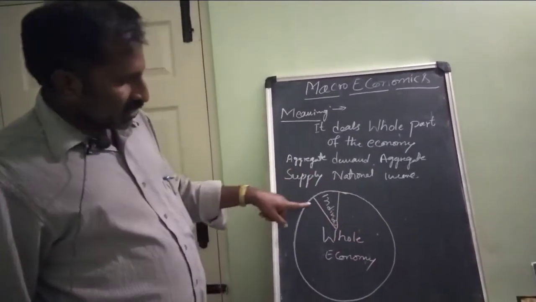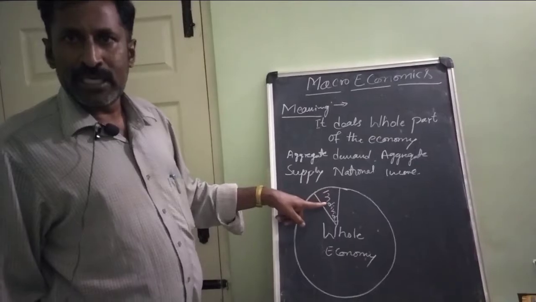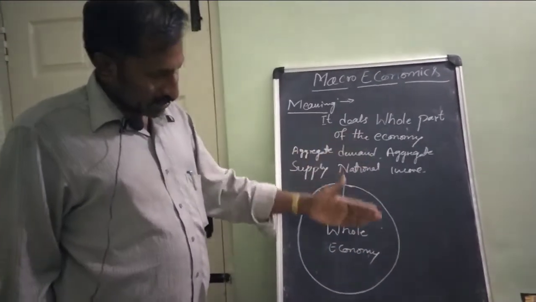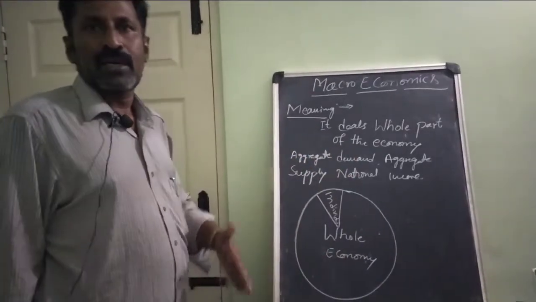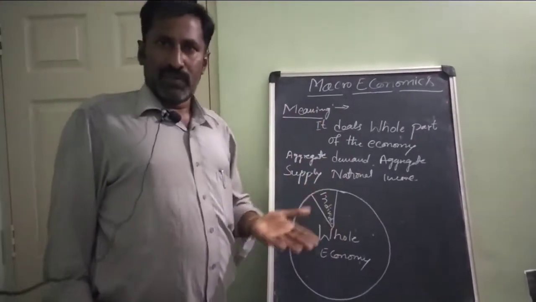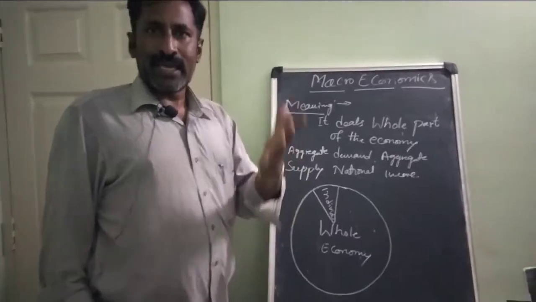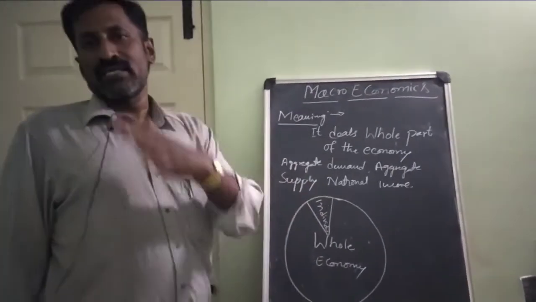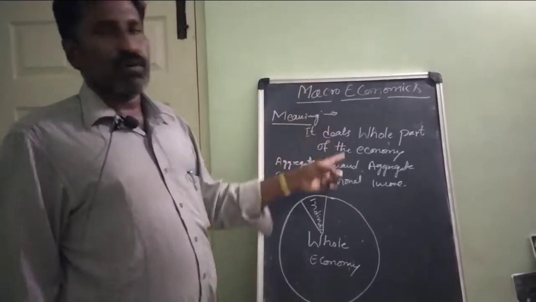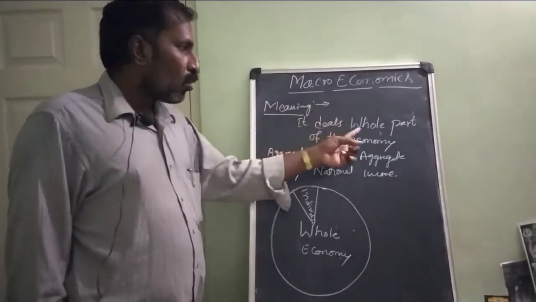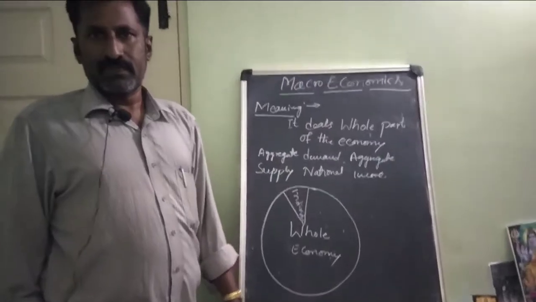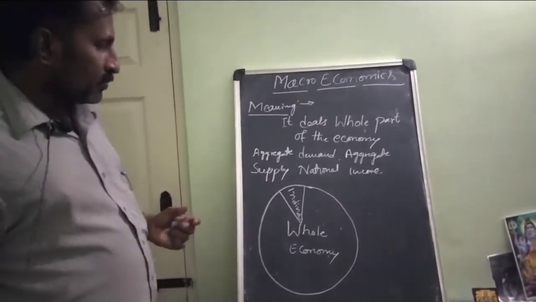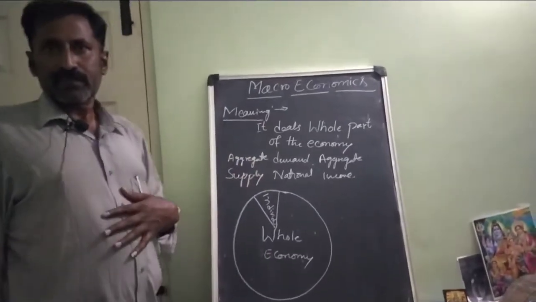Entire economy means agriculture, industry, service sector, the Indian economy, the world economy, or another country's economy. So at a time it considers entire economic activities. That's why macroeconomics deals with the whole part of the economy. For example, aggregate demand.